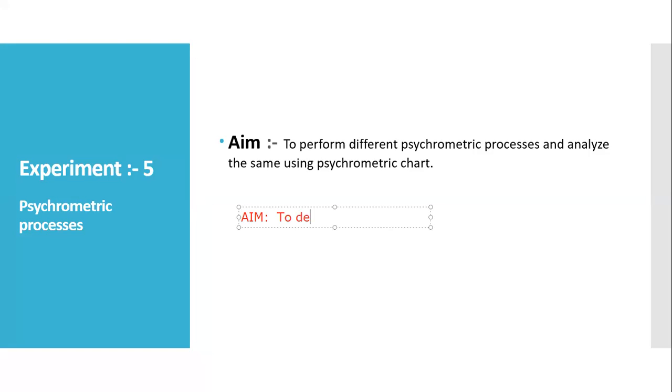The aim is to determine COP and ADP. And what do you mean by ADP? That I will explain to you. ADP of an air conditioning system rig or test rig, right? So we have to find out the COP as well as ADP, that is nothing but apparatus dew point temperature. Okay, so these two experiments are the same.